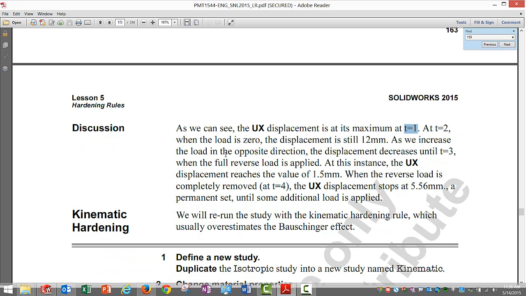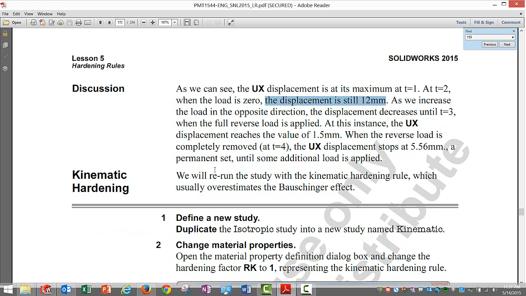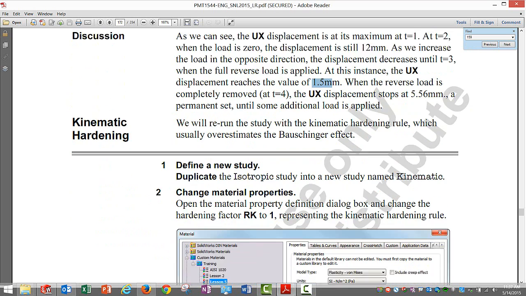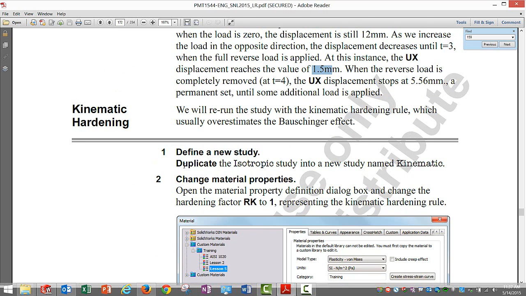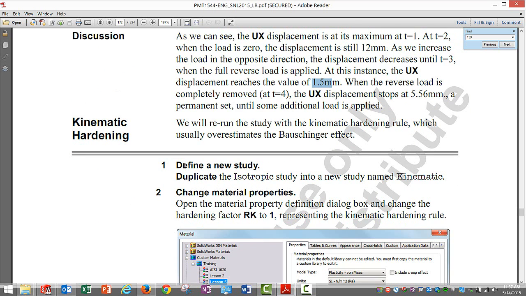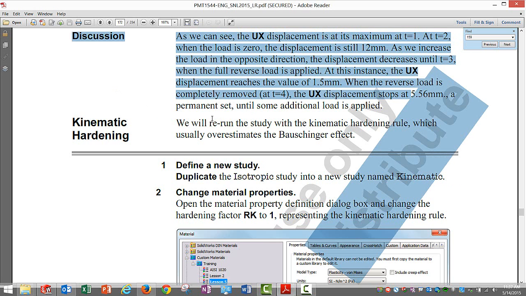At time instant 2, when the load is 0, the displacement is not 0, but it is actually 12 millimeters, and as we increase the load in the opposite direction, it starts moving to 0, until it reaches 3 when full reverse load is applied. At this instance, the UX displacement reaches a value of 1.5. Okay, and typically after that we reverse the load and it is slowly getting released. It again comes back or induces its permanent deformation and shows us a value of around 5.6 millimeters.